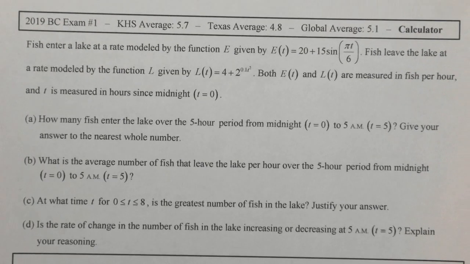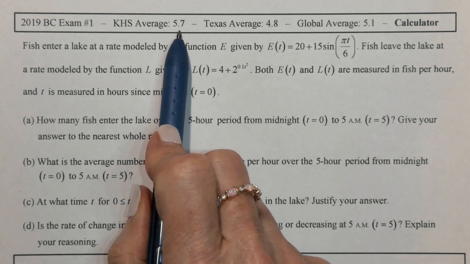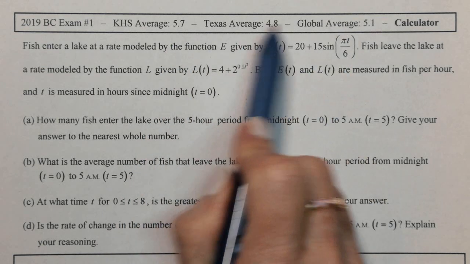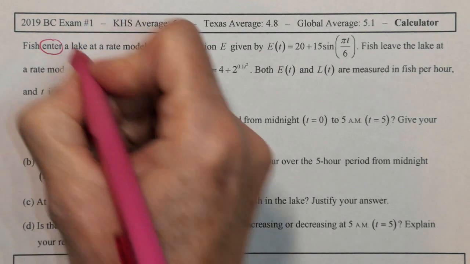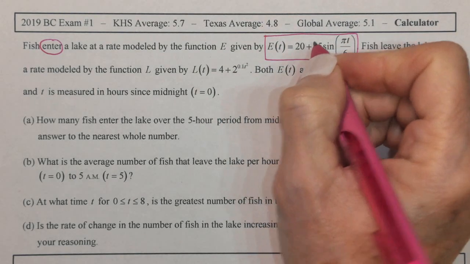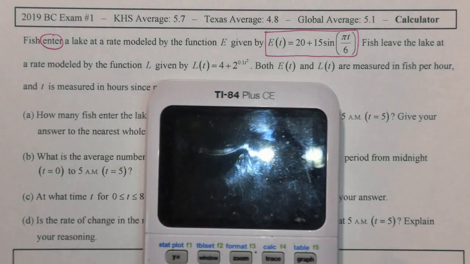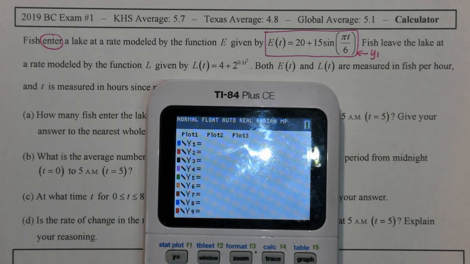All righty. All right, we're going to do the one from 2019. We had a very high KHS average that year, much higher than the Texas average or the global average. Got my calculator ready to go. Fish enter a lake at a rate modeled by this function. That is the rate in. That is going to go into my y1, rate in. So y1. Put that in carefully because our answers are almost all going to be involving that.